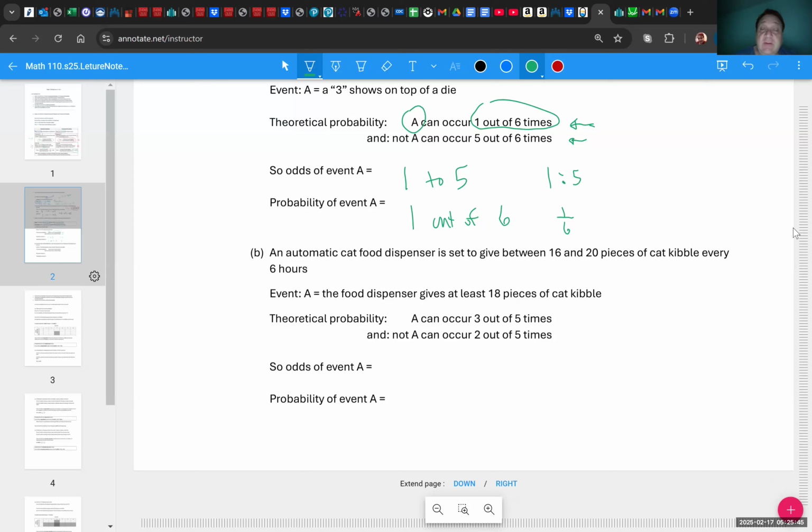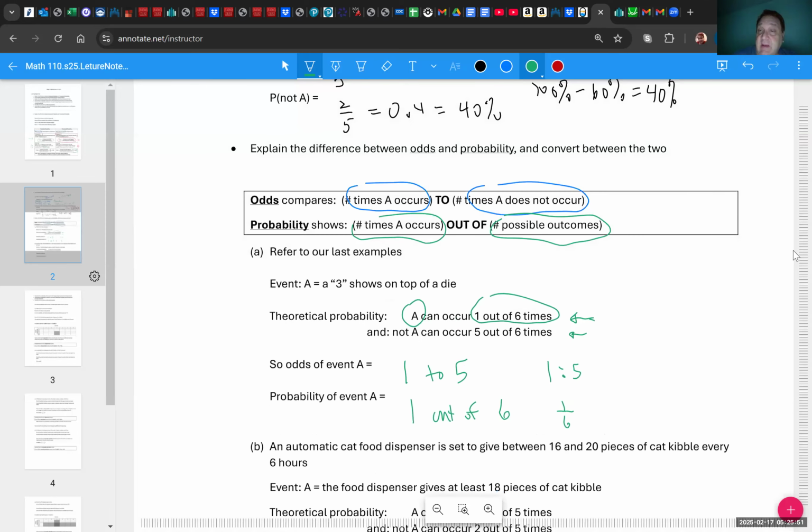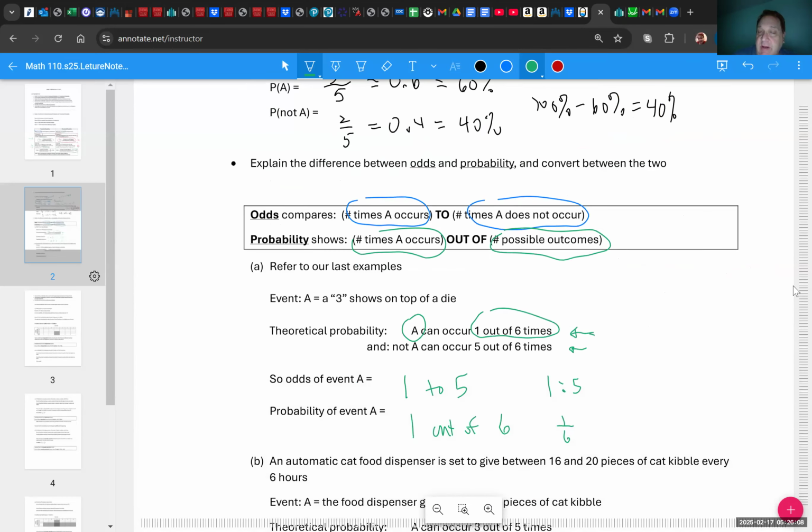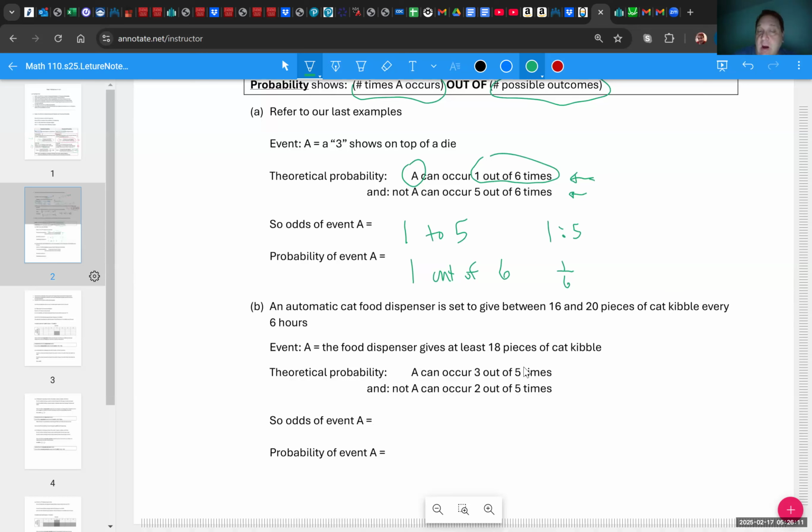As we calculated before, getting at least 18 is 3 out of 5. There were 5 possible amounts of kibble: 16, 17, 18, 19, 20. 3 of them were at least 18. So that was 3 out of 5, or 60%. Going back down here, reiterating this example, our probability that A occurs is 3 out of 5. There's 18, 19, 20 out of the 5 possibilities. So that's the theoretical probability, 3 out of 5. The ways that A does not occur, as we found before, is 2 out of 5.